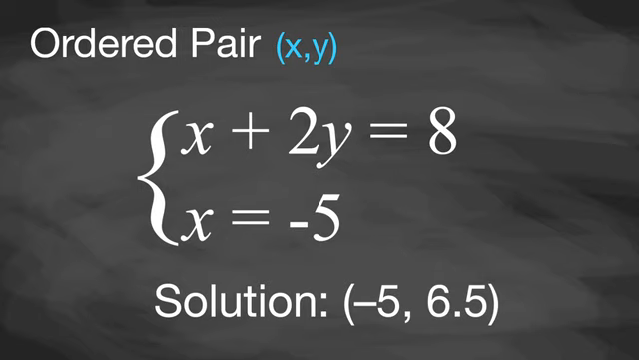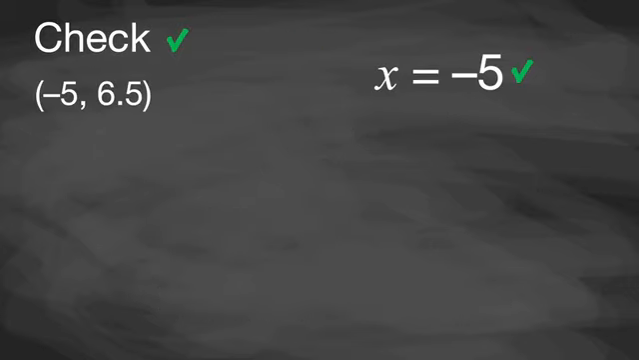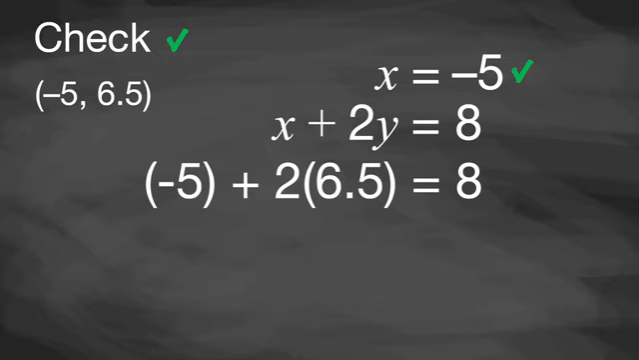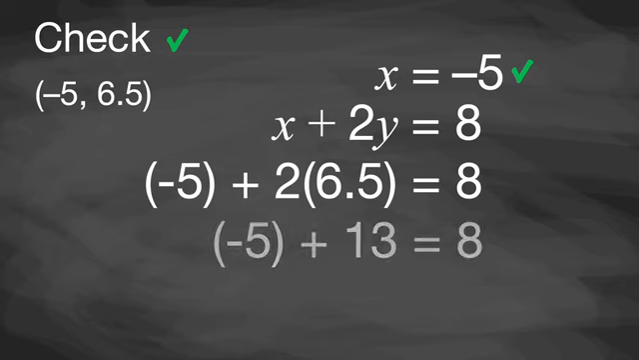Now that we have our ordered pair, we can check our solution. In this final step, we substitute the values from the solution into each equation. Our second equation is easy because it is x equals -5. For the first equation, let's substitute -5 for x and 6.5 for y. Simplify the left side. 2 times 6.5 equals 13. Then add -5 plus 13 to get 8, and our solution checks.